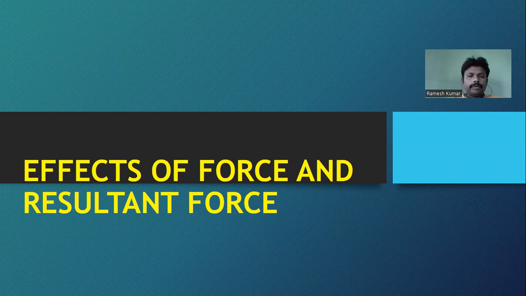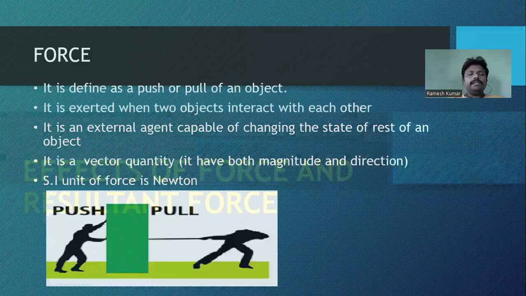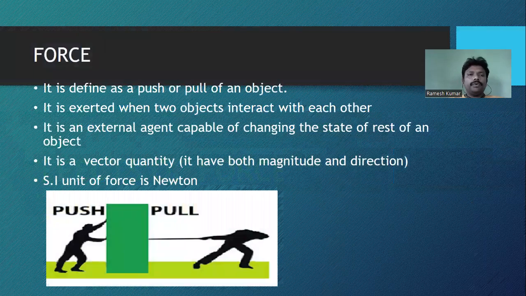In today's class, I'm going to take effects of force and resultant force. Before moving to the topic, I'd like to explain what force is. It is defined as a push or pull of an object. It is exerted when two objects interact with each other. It is an external agent capable of changing the state of rest of an object. It is a vector quantity, so it has both magnitude and direction. The SI unit of force is Newton.